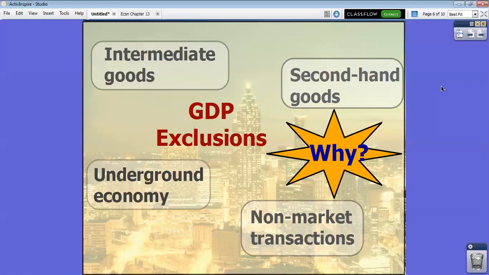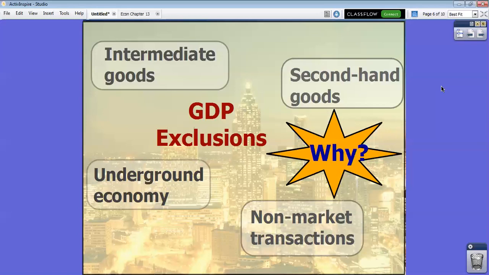So if Goodyear were to count them when they made them, and then Ford, when they make the car, obviously figured those tires into the price of the car, if both Goodyear and Ford were considering those tires as being produced, we now would have counted them twice. So we only count goods in their final state.